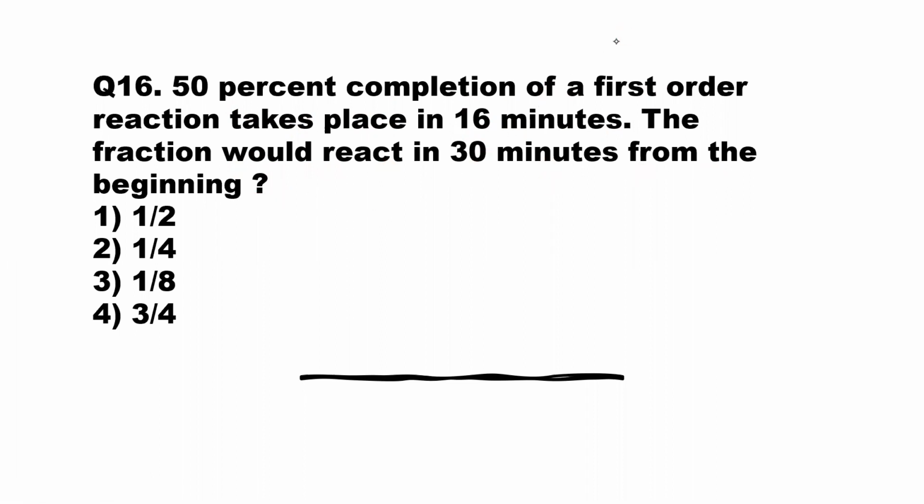Very, very important question. This type of question is most important. I'll tell you a shortcut also for this type of question. First we'll see the normal one. For a first order reaction, you always know T half is equal to 0.693 by K, which implies K is equal to 0.693 by T half.